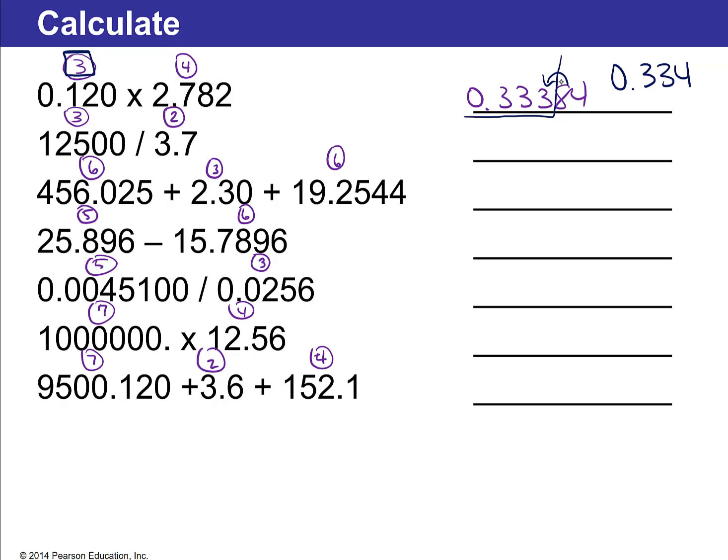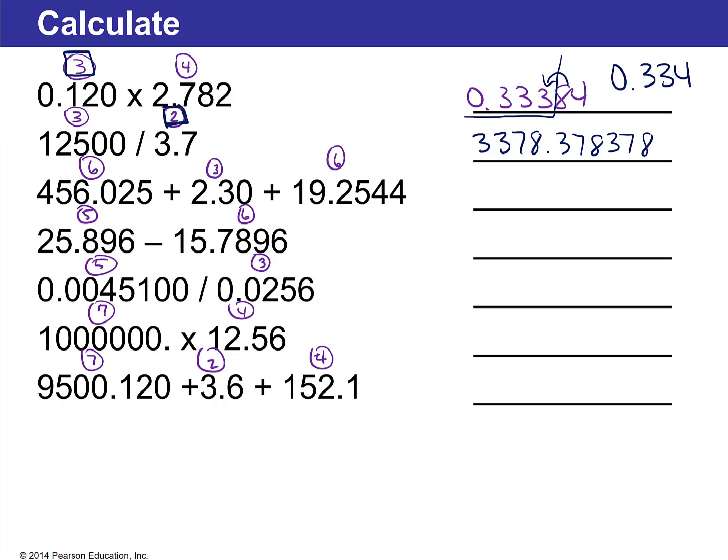12,500 divided by 3.7. And I got a number that's like the entire length of the screen. So 3,378.378, 378. I bet it's 378 repeating. Okay, so that means it would just keep going on and on, 0.378, 0.378. You can't keep all of them. How many are you going to keep? 2. Okay, here's the governing number.